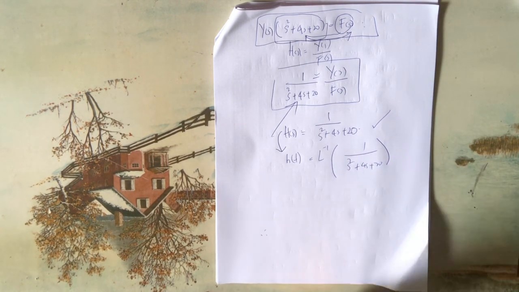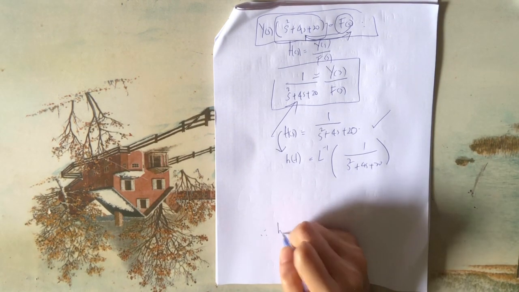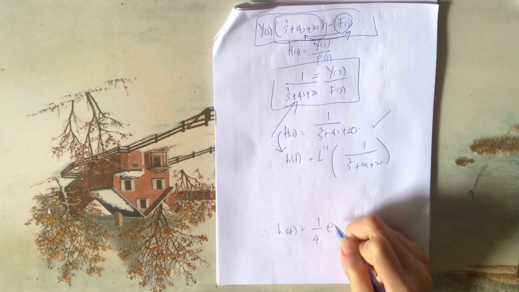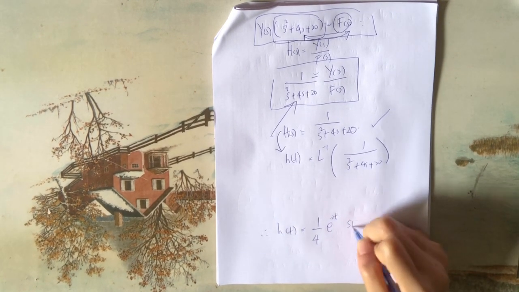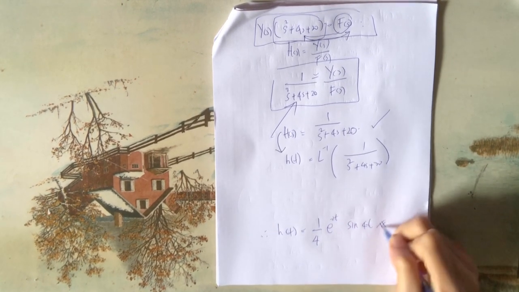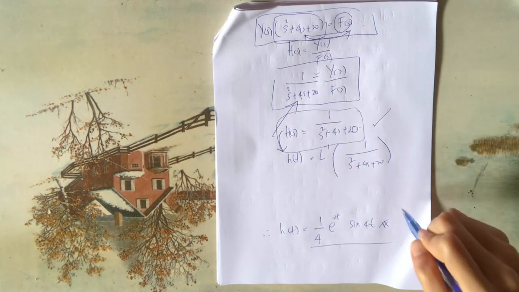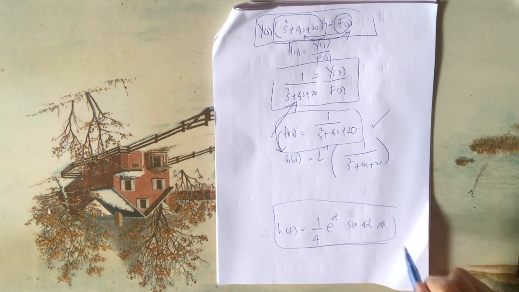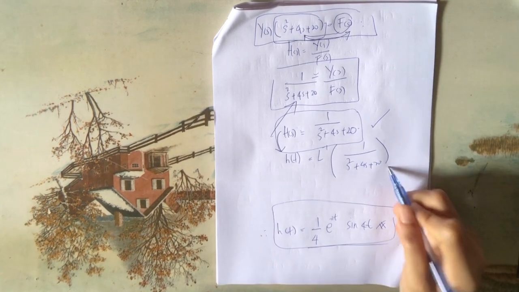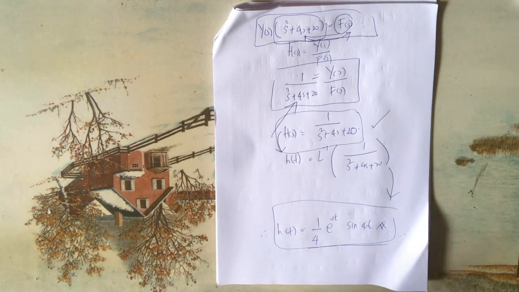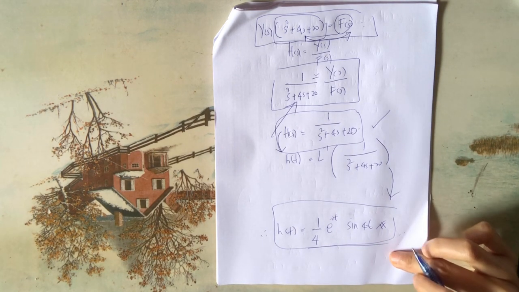I give you the final answer for this one, which is that the impulse response function is 1 over 4 e to the power of negative 2t sine 4t. I repeat, this is your transfer function, and this is your impulse response function. How to get this, I leave it to you. You can refer to the previous video and so on to get this answer.